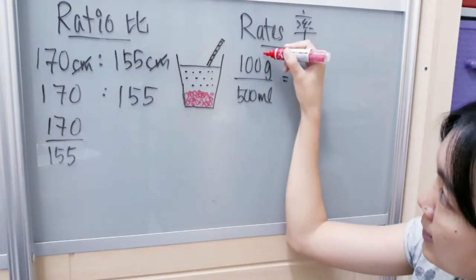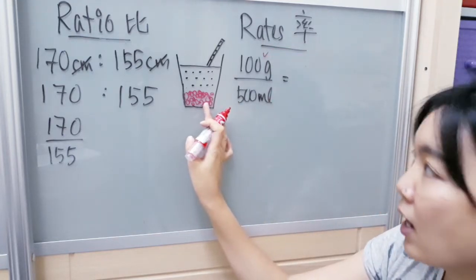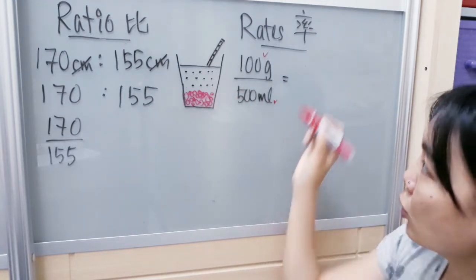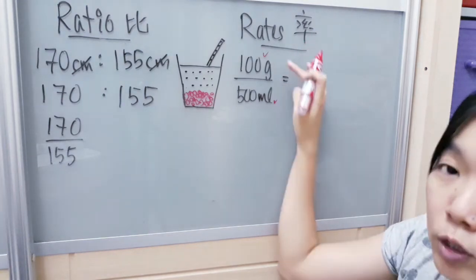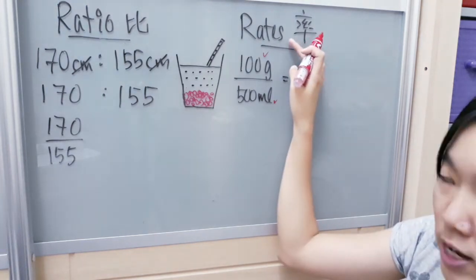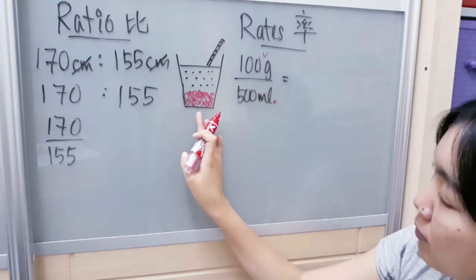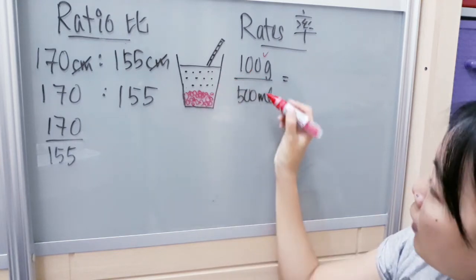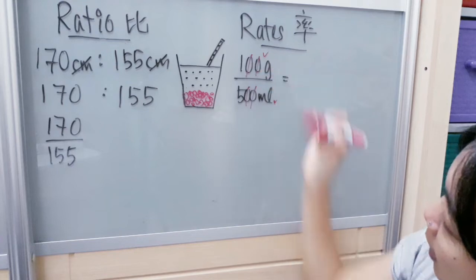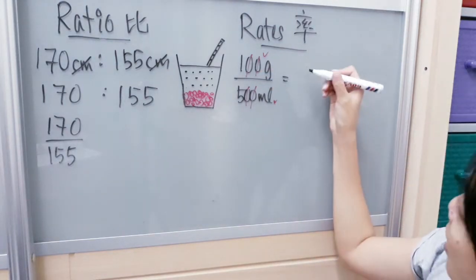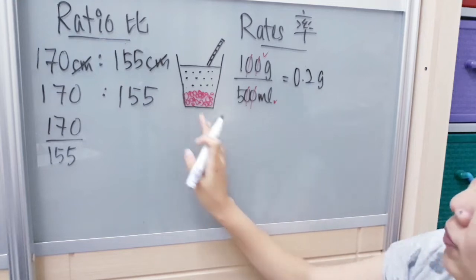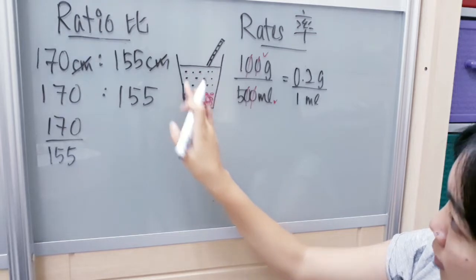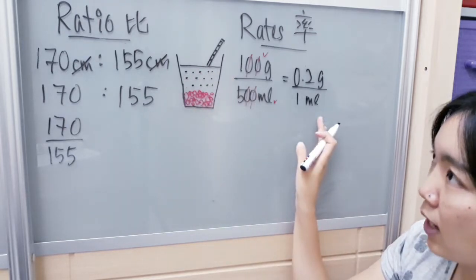One quantity is the mass of the bubble pearl. Another quantity is the volume of the tea, here, ml. So I'm comparing two quantities with two different units. This is what we call as rates. Therefore, 100 grams of pearl bubble in 500 ml of tea. So I can actually slash them off and perhaps I'll get about 0.2 gram of pearl bubble in 1 ml of the tea. So this is rates and this is a ratio.